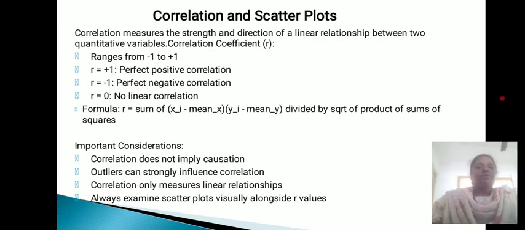Important considerations. Correlation does not imply causation. Outliers can strongly influence correlation. Correlation only measures linear relationships. Always examine the scatter plot visually alongside r values.